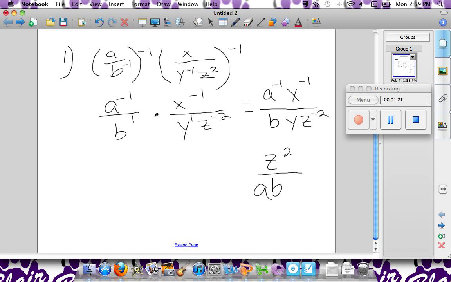B is going to stay down there. X is going to go to the denominator, and y. That would be my final answer. Circle that for exponents.